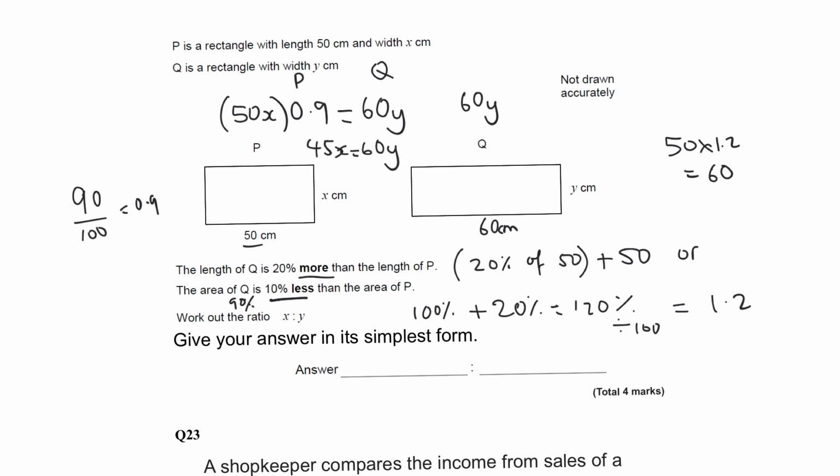So now we have 45x and 60y. We are going to simplify that, so divide both sides by 15, because that's the highest common factor. That will leave you with 3x to 4y.